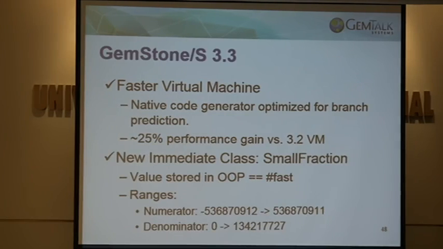3.3 has a faster virtual machine. Code generation now does branch prediction. We have small fraction, and so you store it into the object ID, and that takes up less space, fewer objects in your database, and faster evaluations.